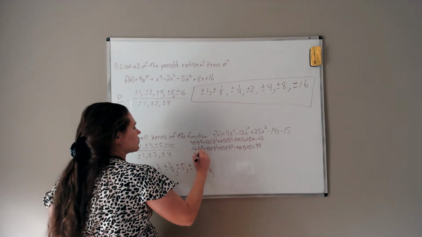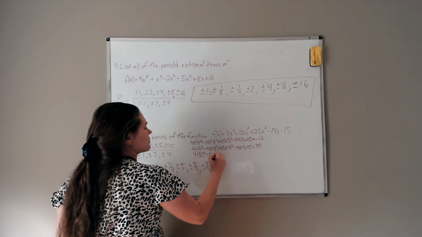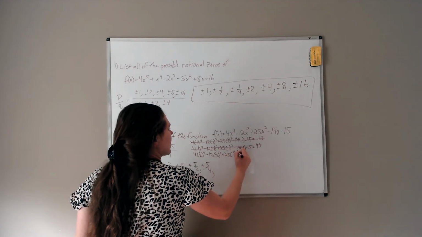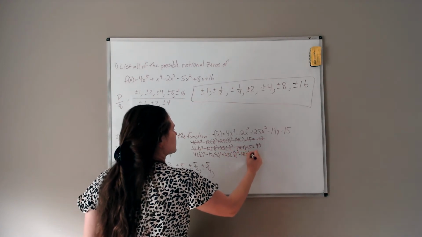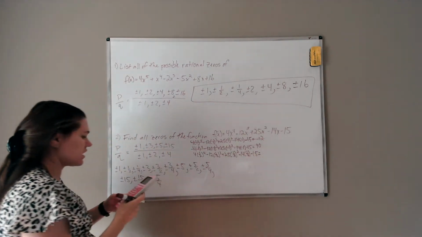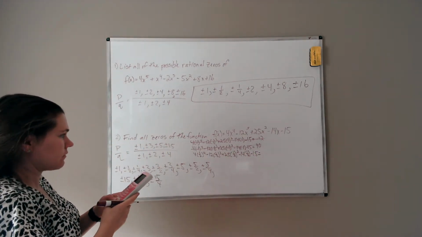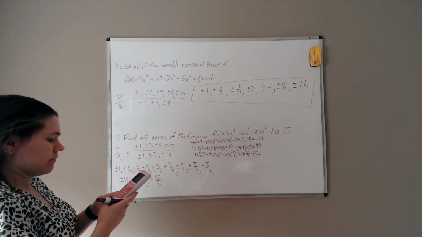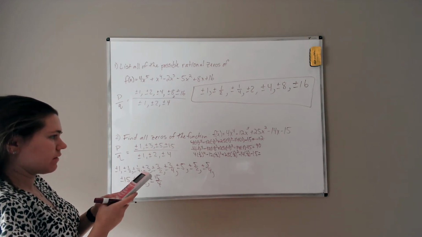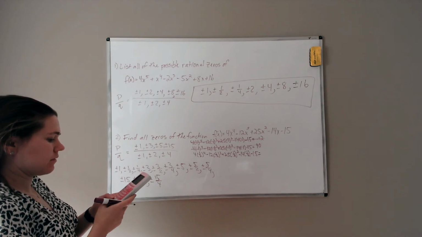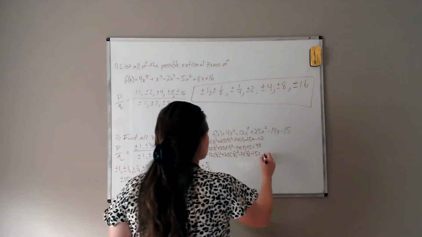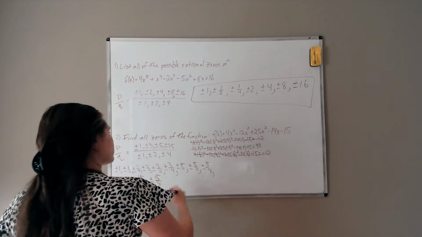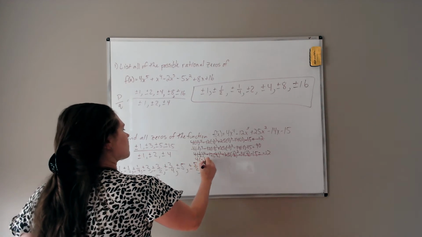So 4 times 1/2 to the 4th minus 12 times 1/2 to the 3rd plus 25 times 1/2 squared minus 14 times 1/2 minus 15. That gives us negative 17. So is positive 1/2 a root? No, it is not. So we keep going through our list. Now we'll do negative 1/2.